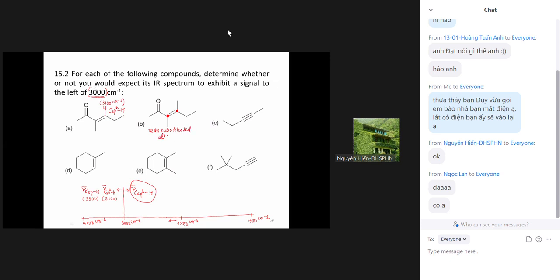Tetrasubstituted alkene. So you don't have any C sp2 H. In this case, you have only signals below 3000, so to the right, not to the left.